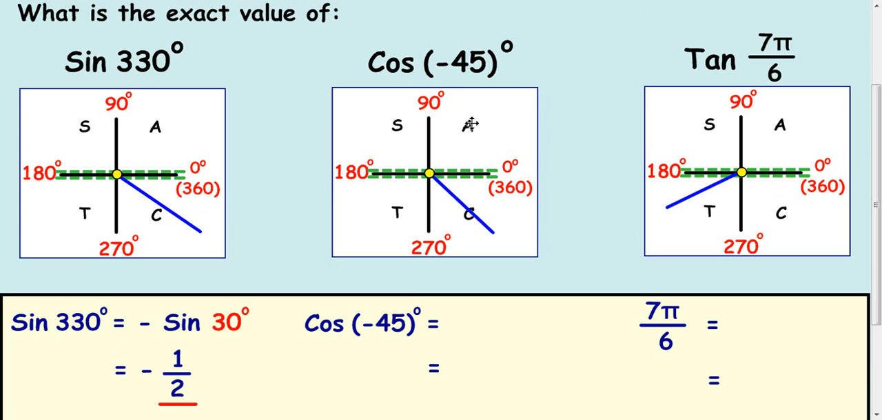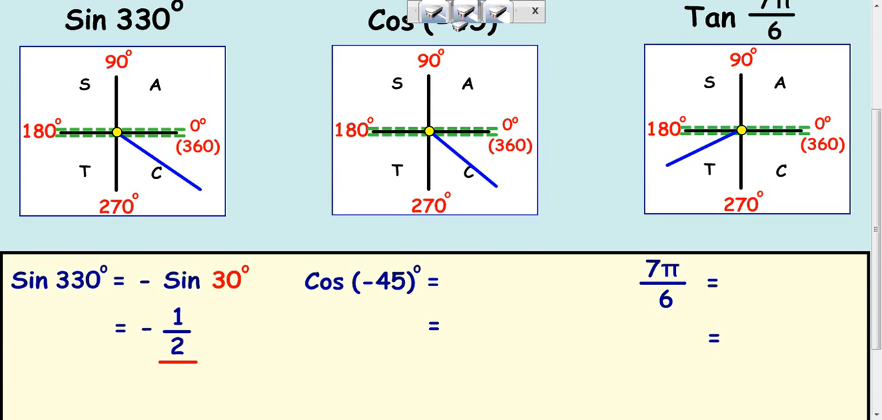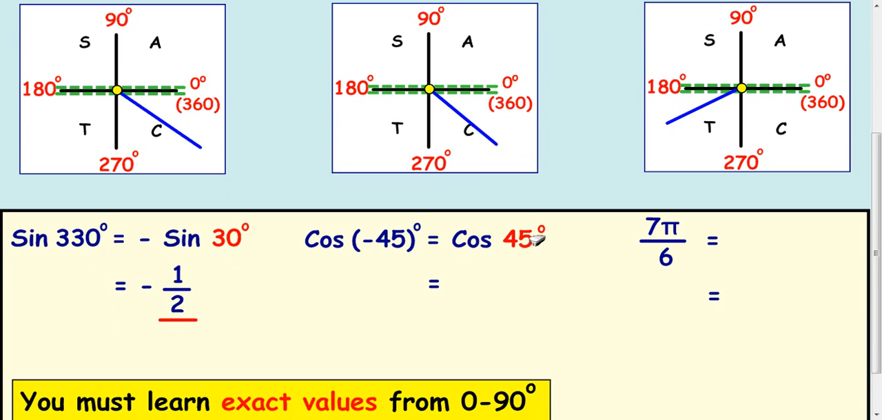Okay, let's look at cos of negative 45. So if we think of 0 being here and 45 being here, then negative 45 would actually go backwards. So the related acute angle here would be a subtraction from 360 to get to here, which would be 45 degrees. We then look at what quadrant we're in. We're in the cosine quadrant, so cos is positive here. So it's going to be positive 45. Again, thinking of exact values, cos of 45 is 1 over root 2.